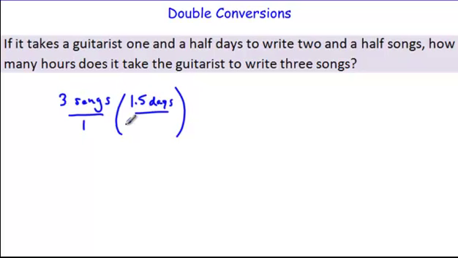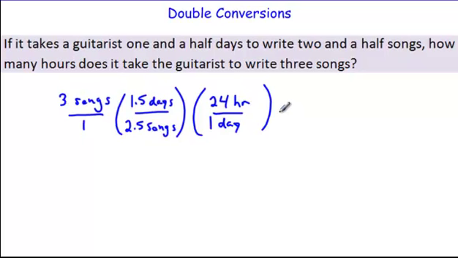But the problem asks for an answer in hours, so we need to throw in another conversion factor to get the days to turn into hours. There are 24 hours in 1 day, and we're purposely going to put days on the bottom to get the unit days to cancel out. Now, we can go ahead and cancel. Songs on the top, songs on the bottom. Days on the top, days on the bottom.